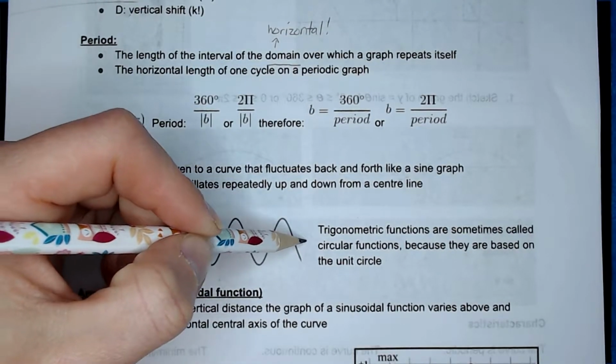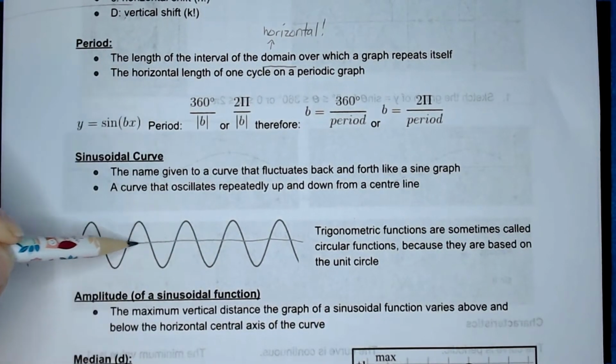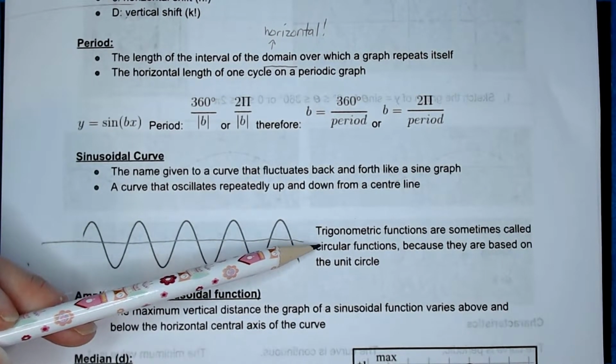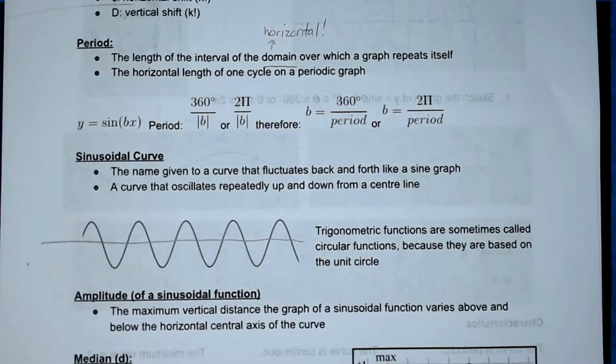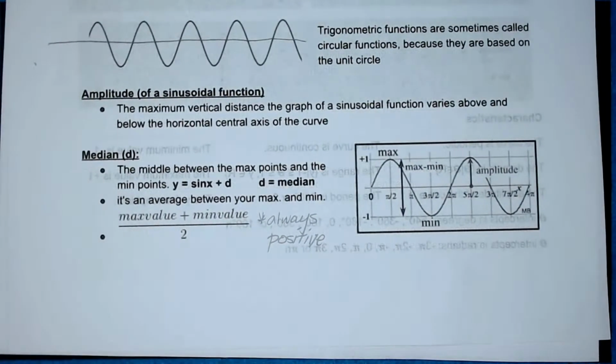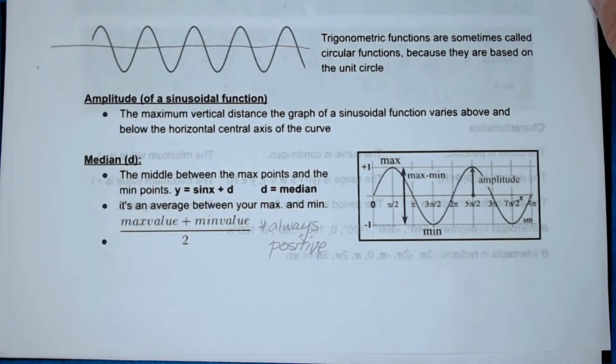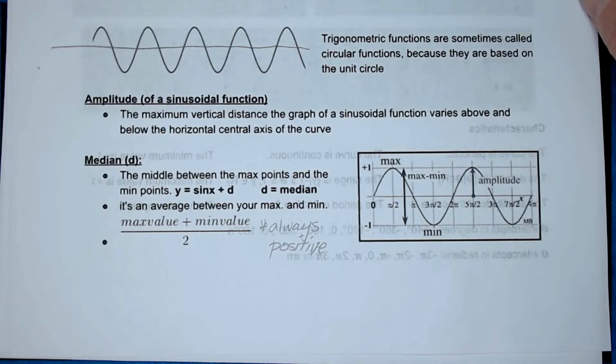So if we look at this sample graph here, we would have a center line going straight through it. The trigonometric functions are also sometimes called circular functions because they're based on the unit circle. So these values correspond to a value on the unit circle, and that's how these two topics are related. We also have amplitude, which is the maximum vertical distance the graph stretches, either above or below the central axis of the curve.